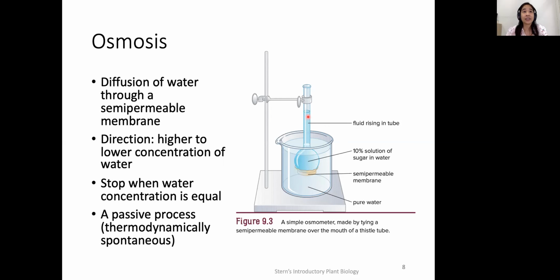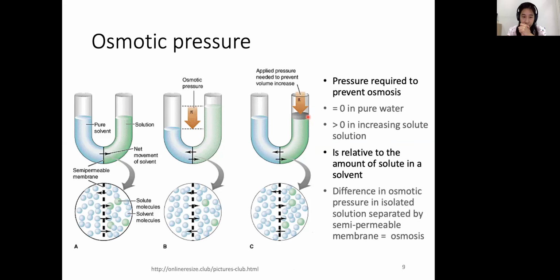All right. So in the next one, we will learn about osmotic pressure. I told you that water can move, right? Osmotic pressure is just the pressure that stops the movement. You can push on the water just enough for the water not to move. That is the meaning of osmotic pressure, and it is related to the amount of solute in the solvent. And a difference in osmotic pressure between solutions separated by a semi-permeable membrane is what drives osmosis.